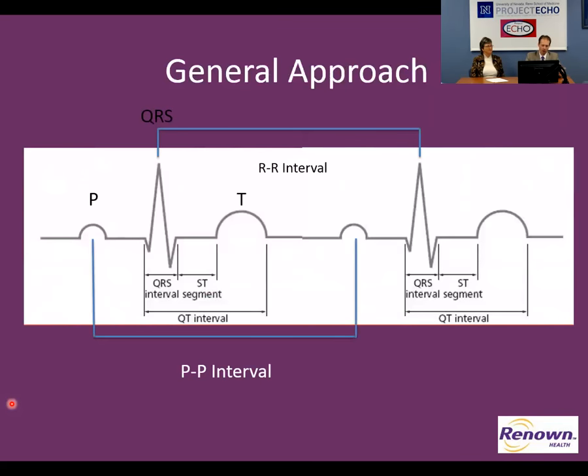There's an R to R interval and a P to P interval, which of course in sinus rhythm will be the same. But we're going to talk about a lot of non-sinus rhythms.